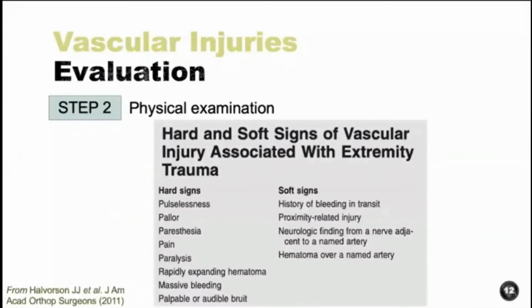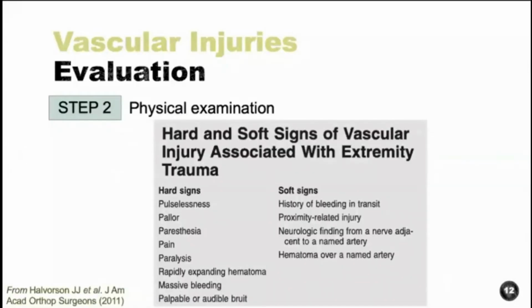The next step in evaluating patients with extremity trauma and a suspected vascular injury is to perform a physical exam. And we really emphasize the pulse exam when we're doing this. Signs of vascular injury were traditionally divided into what we call hard signs and soft signs. And so you may hear that terminology still used.